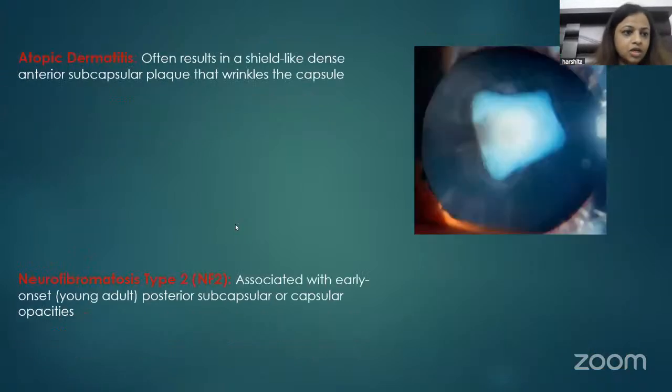Let's skip this. So this is some anterior subcapsular plaque formation that is seen. This type of cataract is often seen in atopic dermatitis patients. And neurofibromatosis type 2 is associated with early young adult posterior subcapsular opacities.